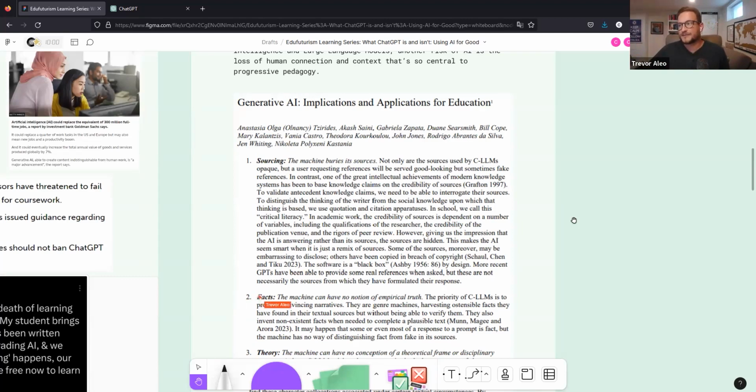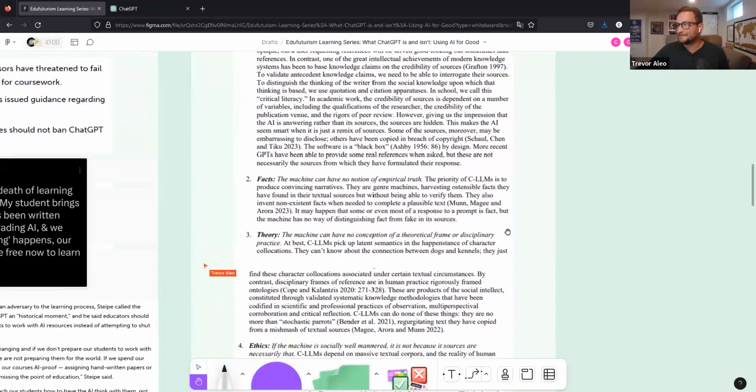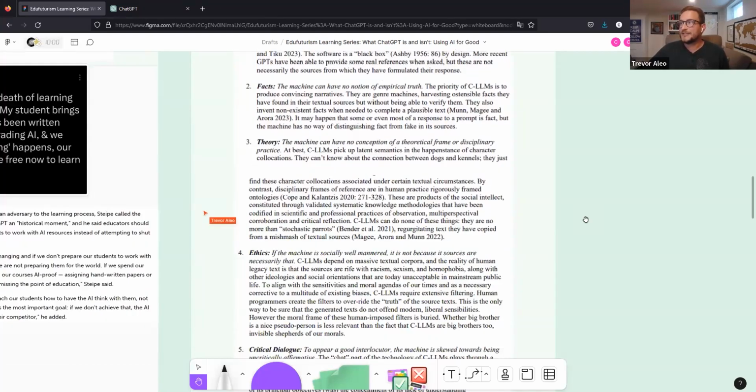So I think it's really important to understand where these answers are coming from, and we aren't able to do that with ChatGPT. So next is facts. The machine doesn't have any notion of empirical truth. As Chris was mentioning earlier, ChatGPT is a large language model, so it doesn't understand fact from fiction, reality from unreality. All it does is scrape text and think about what words are placed next to other words that it finds, based on the huge data set that it has. It doesn't really have any understanding of what's real, but it's really good at sounding as though it does.